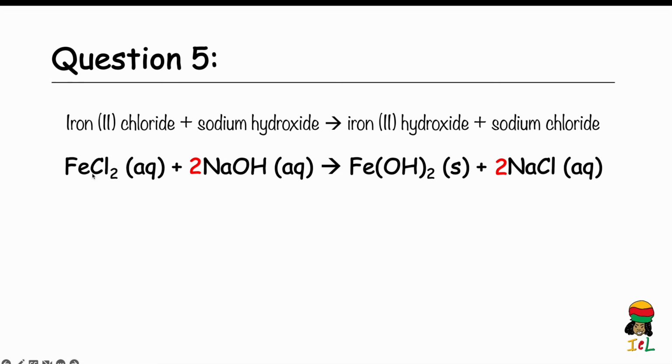So the balanced equation states that 1 molecule of iron(II) chloride in the aqueous state will react with 2 molecules of sodium hydroxide in the aqueous state to produce 1 molecule of iron(II) hydroxide in the solid state and 2 molecules of sodium chloride in the aqueous state.